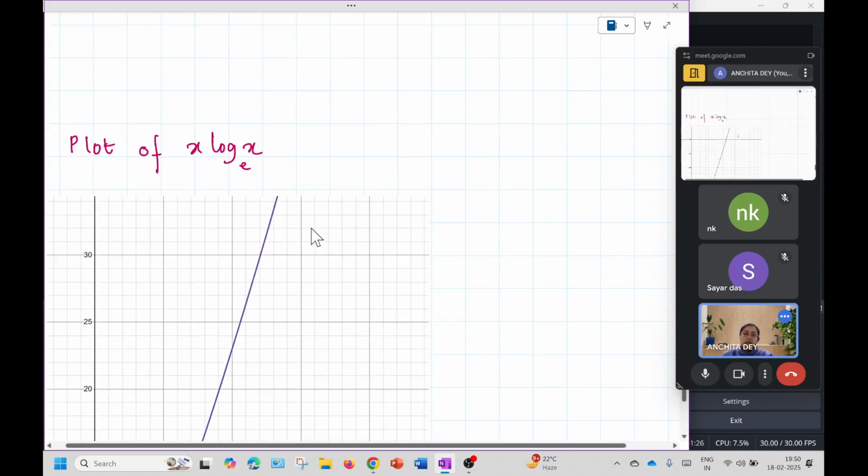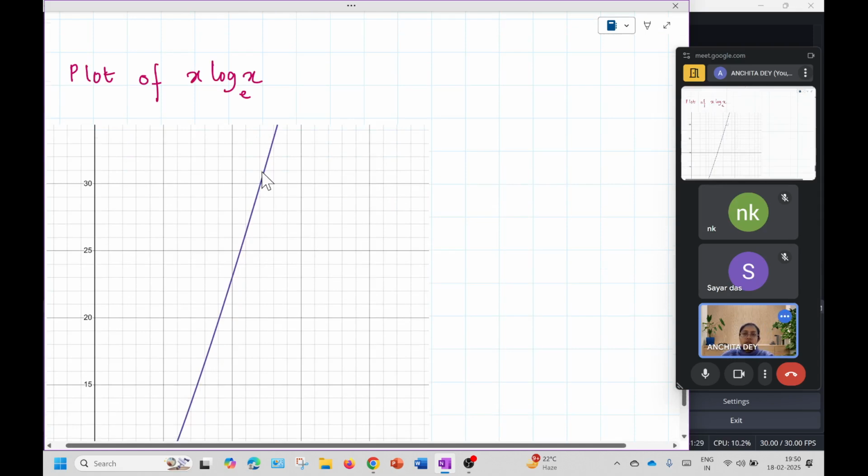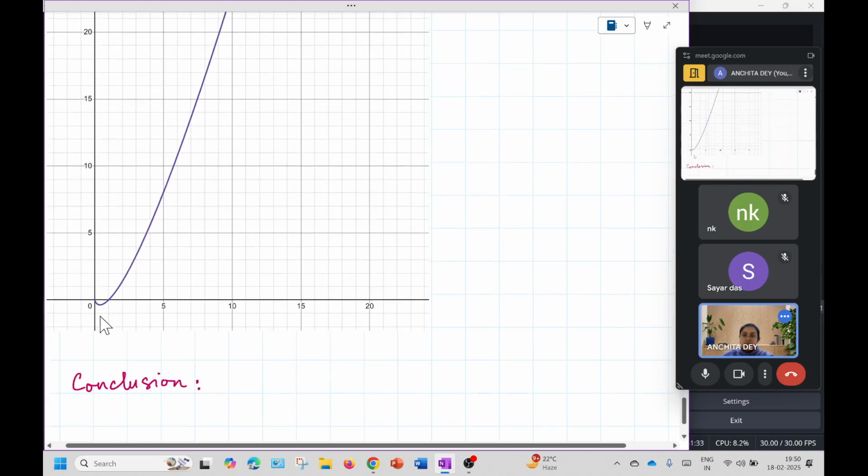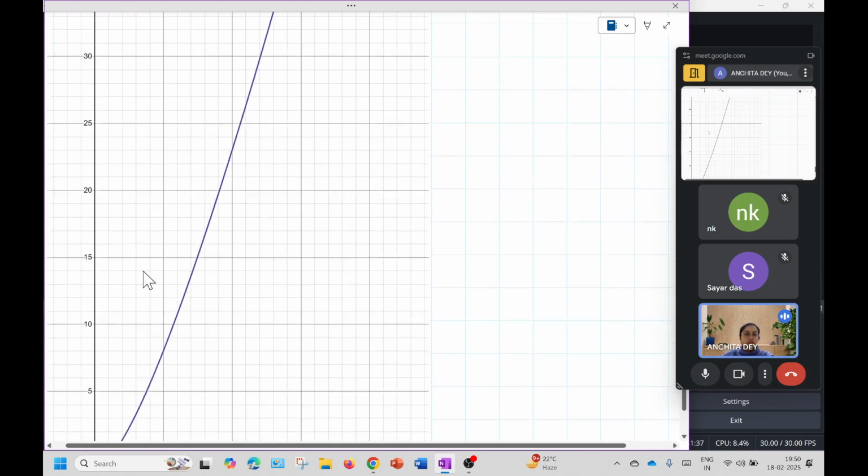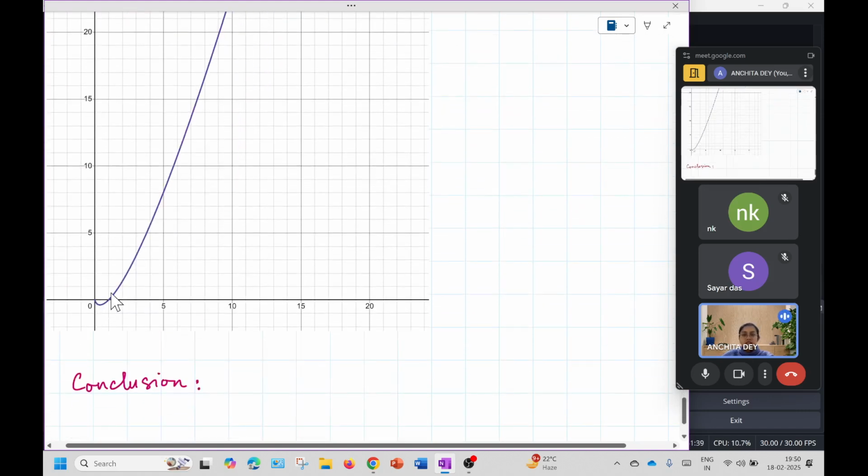And then the last one, the plot of x times the logarithm of x to the base e. It turns out that this is also a convex function. It's very clear. You can join 2 points here, and it would lie above the curve. You can join 2 points here and here, and it would again lie above the curve. So this is also a convex function.